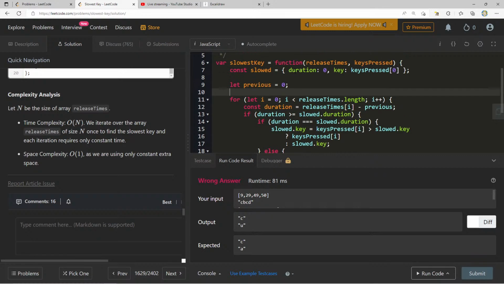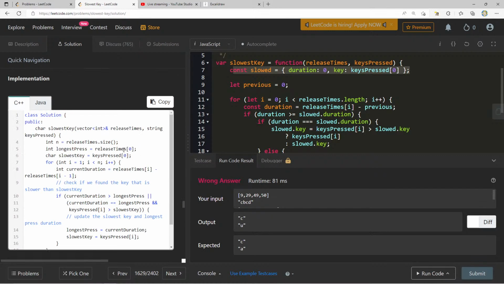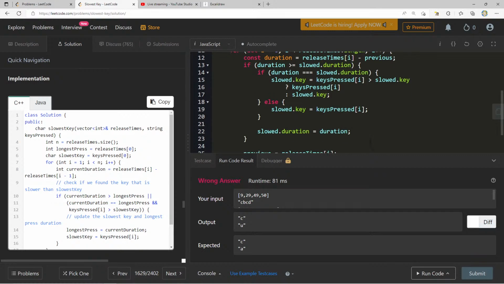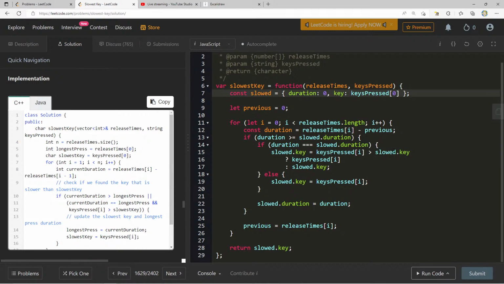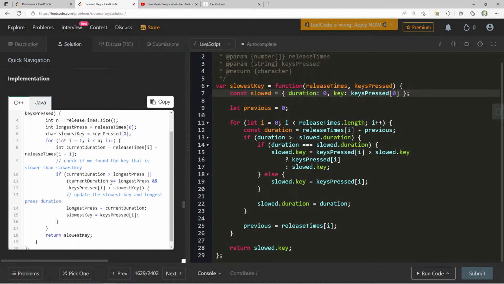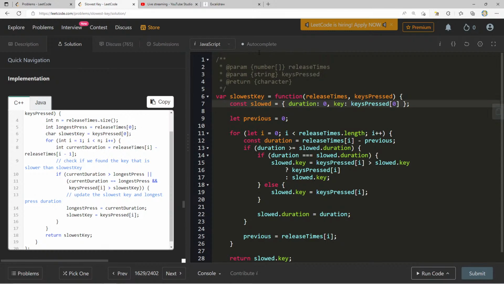Although here, does the space complexity change? No, the constants, this is still the slowest key. I just put this all into an object, but this is still constant space and linear time. So I'm quite happy with the solution here. Even though I looked at the solution, I feel like this is the actual way. If the current duration is greater than the longest press, or the current duration equals the longest press and the key is larger, update the slowest key and the longest press duration. So it seems very similar to this one, so I feel pretty good about that.